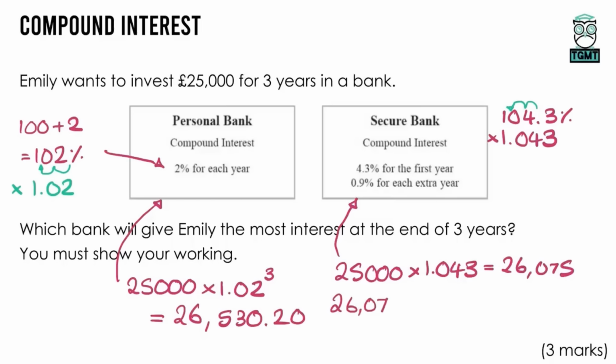Now that is how much Emily has in the bank. £26,000 and £75, and we're going to have to multiply that by the new multiplier for the 0.9% that you get in every extra year. So adding that to 100 wouldn't be much over, it'd be 100.9%, and that's all that we're going to get in that second and third year.